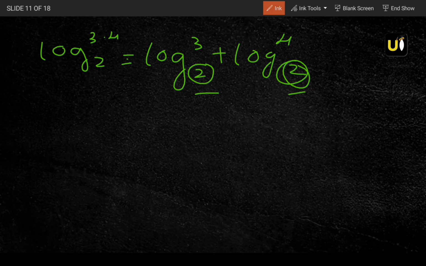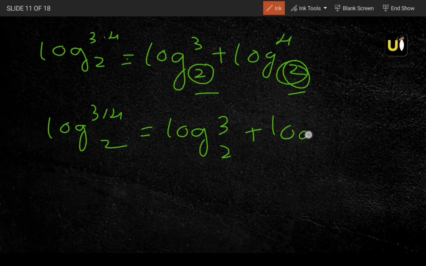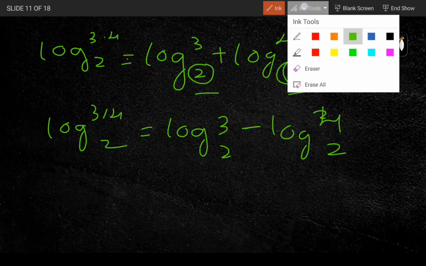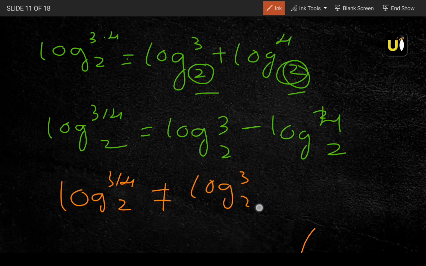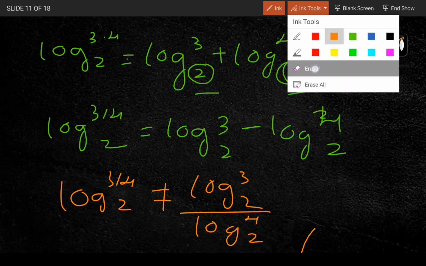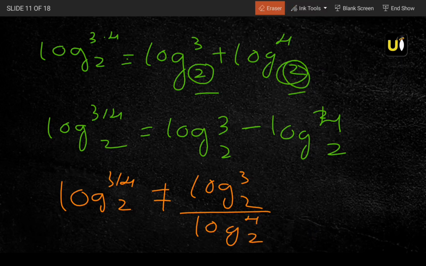Next, if you are given log 3 by 4 to the base 2, then this can be written as log 3 to the base 2 minus log 4 to the base 2. Remember, one important thing here: log 3 by 4 to the base 2 is not equal to log 3 to the base 2 by log 4 to the base 2. Remember this point.